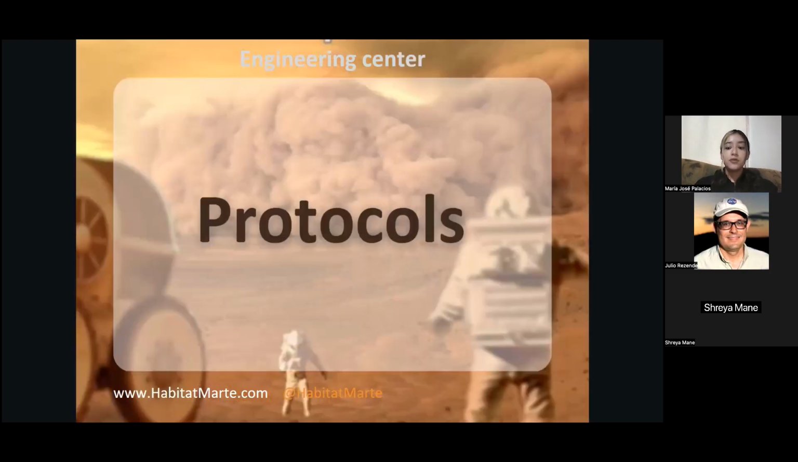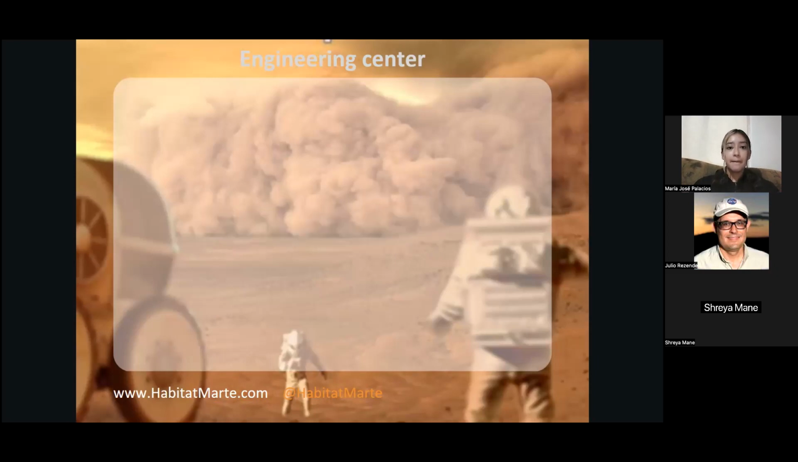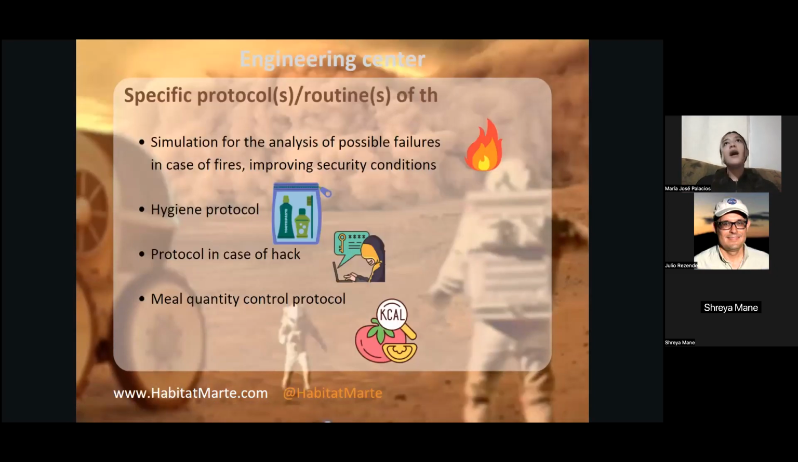The protocols. We have a lot of types of protocols, and I'm going to talk about some of those. First, we have the specific protocols or routines of the facility. Simulation for the analysis of possible failures in case of fires, providing security conditions. Another very important one is the hygiene protocol, the protocol in case of hack, and the meal quantity control protocol.